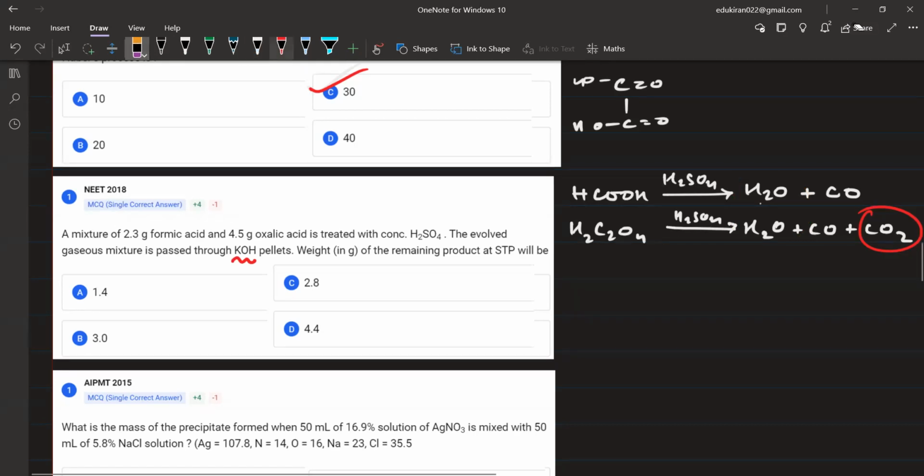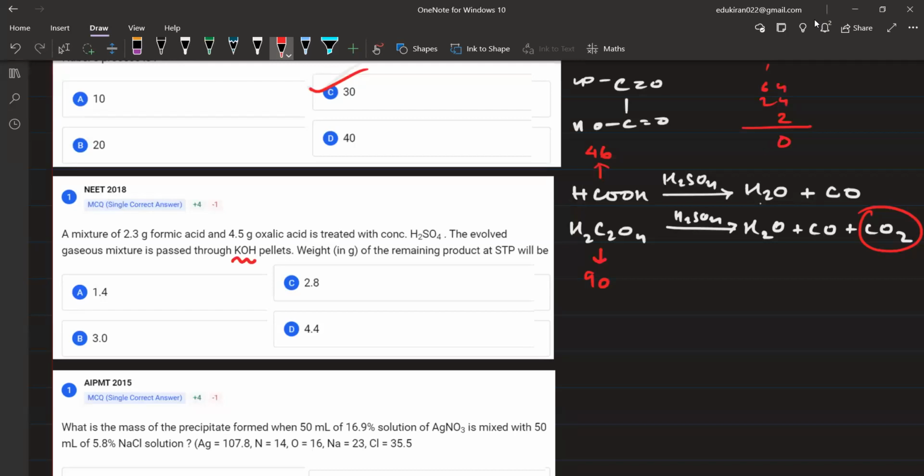Now you have to get the molar mass of formic acid and oxalic acid. मोलर मास क्या हो जाएगा इसका? 1 और इधर 32, 34 और 12, 34 प्लस कितना हो जाएगा आपके पास? 46. ठीक है? And here it is going to be equal to how much? 24, 64 plus 24 and 2. So you'll have to write 90. This is going to be 90.